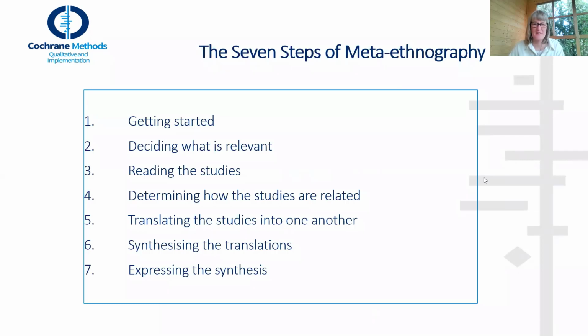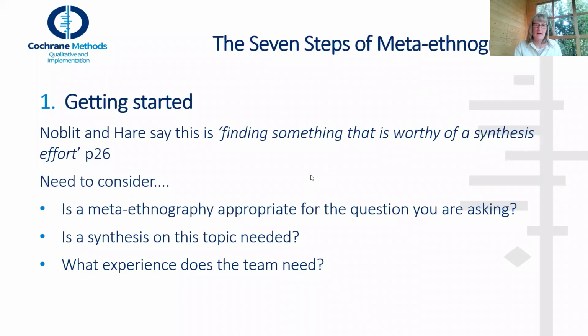Okay, so in relation to meta-ethnography, there are 7 steps, and you see the first one is innovatively called Getting Started. We did meet George Noblit during the development of the reporting guidelines that I'll talk about later, and I did say to him that I thought it was a really great first point. Normally they're more innovatively titled than Getting Started. Then there's deciding what's relevant, then reading the studies, determining how they're related, translating them into one another, and that's where the real meta-ethnography bit comes in, synthesizing them and then expressing the synthesis. So I'll go through each one of those in turn.